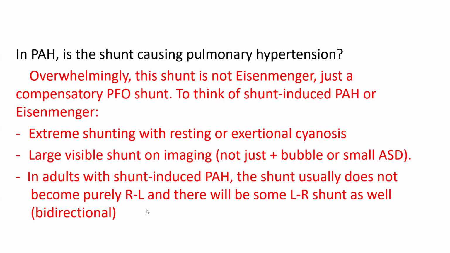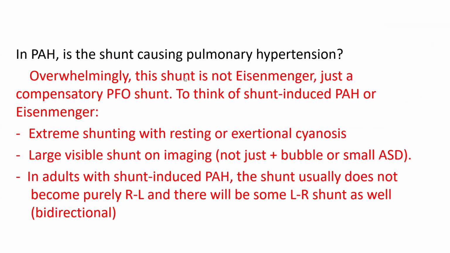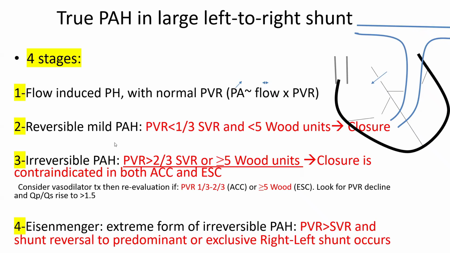Okay, so I hope you understood those ideas. And here I want you, as an extrapolation on that Eisenmenger and shunt-induced PAH, which, like I said, is uncommon, an uncommon cause of PAH in adults, I want you to know the 4 stages of PAH in a patient with left to right shunt. Those are the 4 stages.